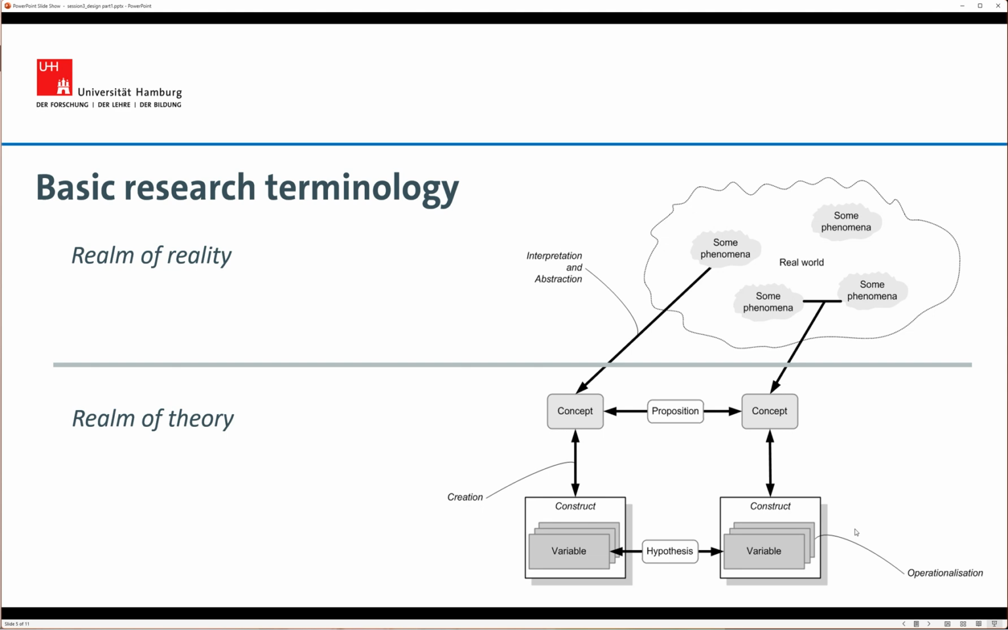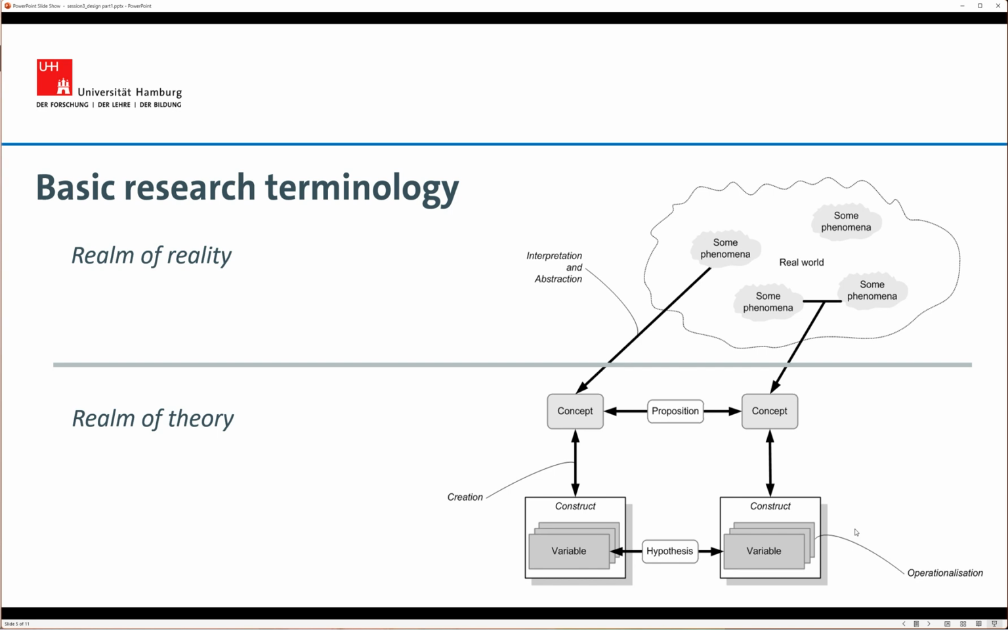Okay. So here we talk about the realm of theory. In the realm of theory, we basically have two key terms. Concepts, which are the labels that we use to describe kinds of phenomena, classes of phenomena that share certain characteristics. And we link different concepts together with a so-called proposition, a statement about how two or more concepts relate to one another.